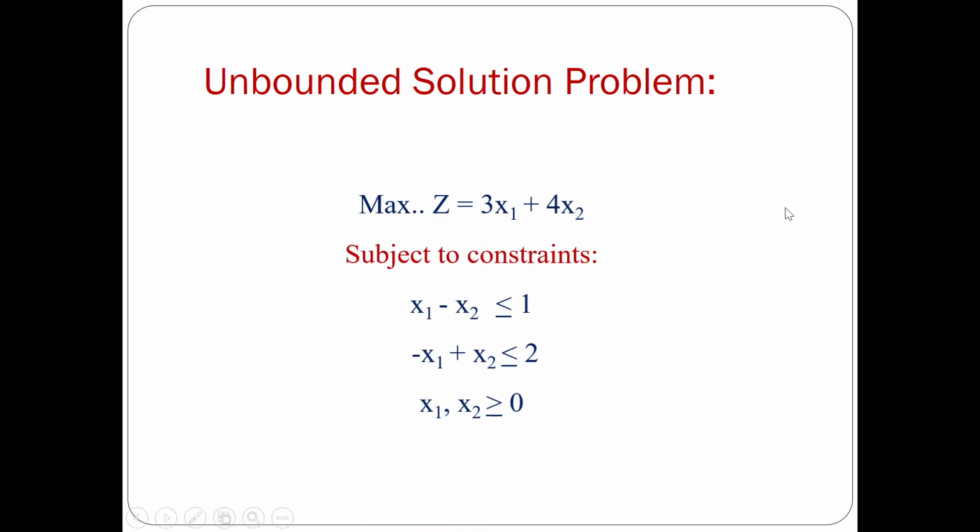A maximization problem is given, with two constraints and one non-negativity constraint. First thing is, we have to check whether this problem is in canonical form or not. We have a maximization function and two less than or equal to type constraints, and the RHS values are positive. So it is in canonical form. We can directly convert it into standard form by just adding the slack variables.